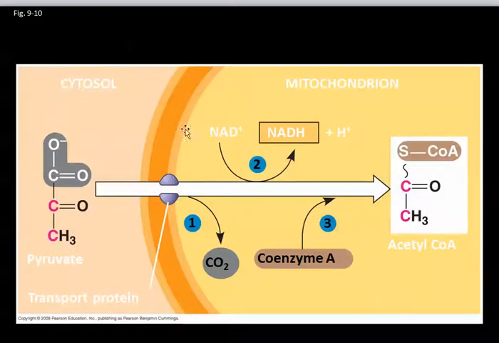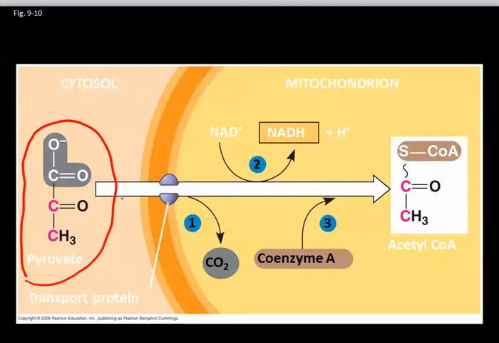Now, let's go to here's a very simple thing. Here we have our pyruvate. It comes in here. We have a transport protein. CO2 is released, and as it comes in, it looks like the CO2 is being released in the mitochondrion, but the CO2 is released before it is allowed in. Like I said, you take your shoes off before you come into my house. Not really, but some people's houses.